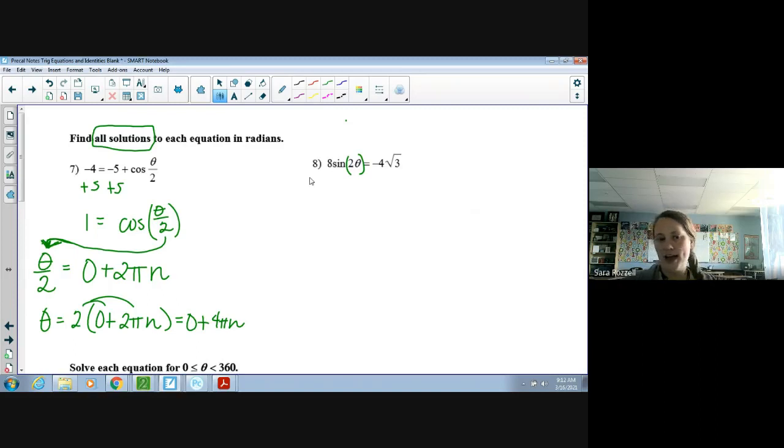So on number 8, what needs to go away before we can figure out our angle? The 8, right? We're going to divide by 8.